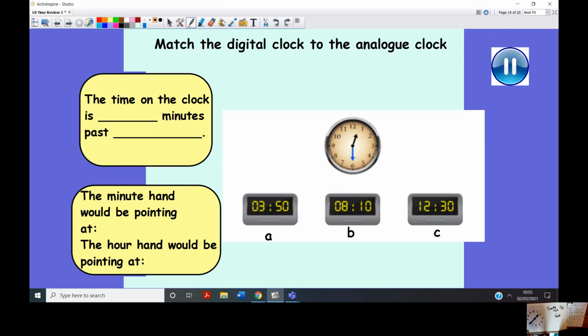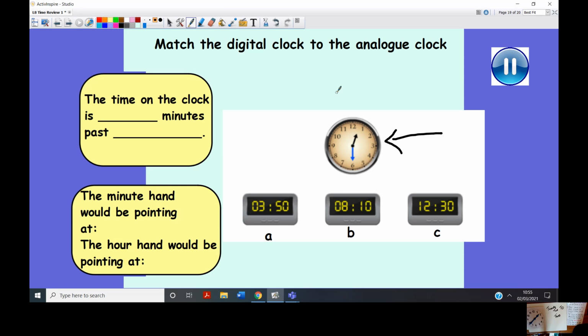Right, we're now going to match a digital clock to an analog clock. I'm not going to give you an example of this because it's pretty straightforward. Remember, you need to work out what the time is on this clock first, and then, just as we did before, write it out. The minute hand will be pointing at what, and the hour hand will be pointing at what. Remember, your hour is going to be first, then your second number, so your minute hand is your second number. So press pause to complete this now, and when you're ready, press play.